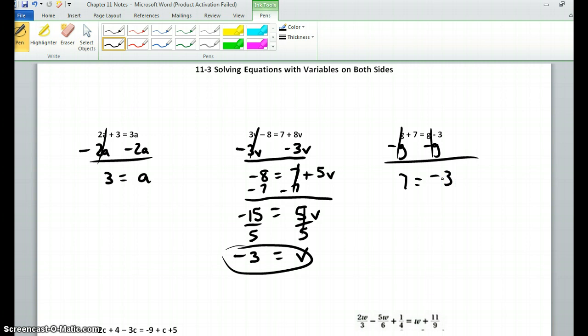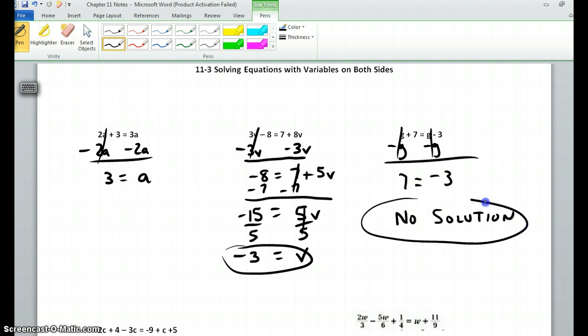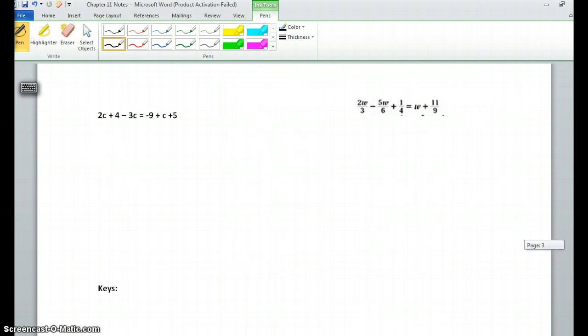Anytime my variables cancel out like that and I end up with a false statement, such as 7 equals negative 3, this is an example where there is no solution, because obviously 7 is not equal to negative 3, so I could simply write no solution. There is no number I could put in for g that would make this equation work out. So no solution on that one. So be careful of that type of problem.